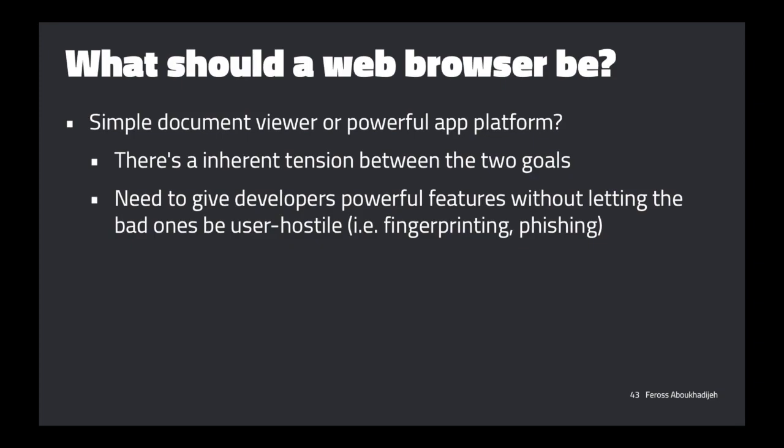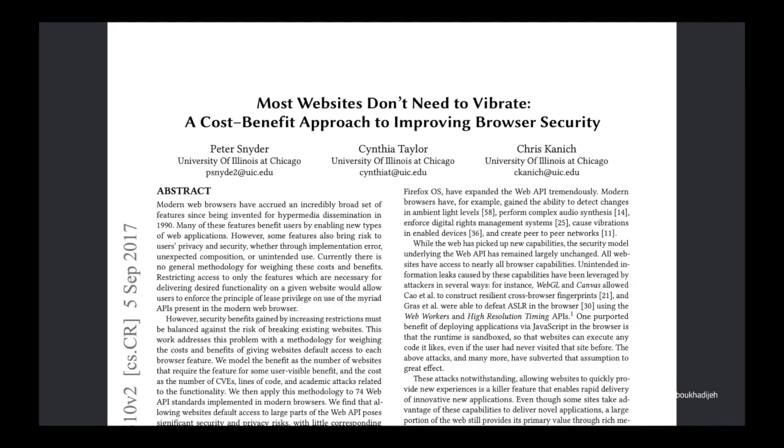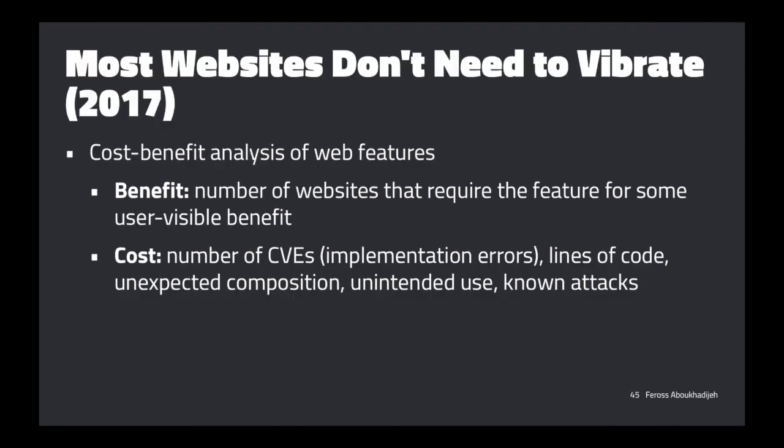So this is a paper. Actually, Pete wrote this paper, and I love the title: Websites don't need to vibrate, or most websites don't need to vibrate. A cost-benefit approach to improving browser security. He picked on vibrate because it seems like probably one of the most useless APIs. But what I love about this paper is it goes into all of the powerful APIs that have shipped and the ones that are being proposed, and looks at how useful they are. The way it determines usefulness is it tries to figure out, if we disable this feature, how many sites break, basically.